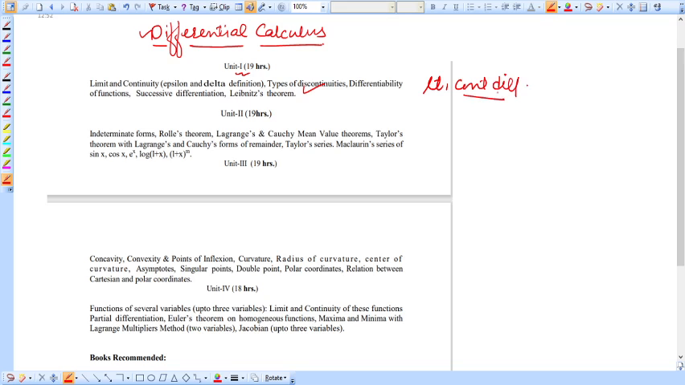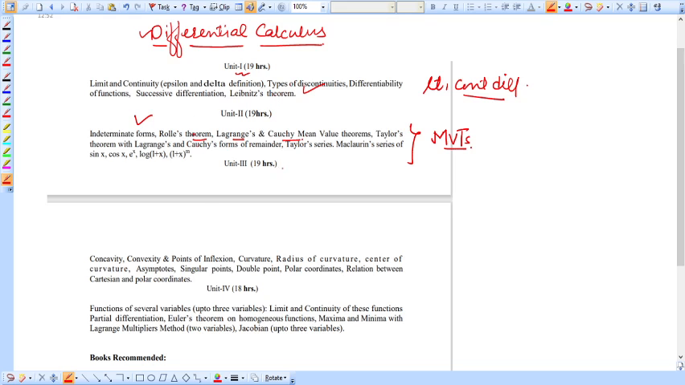And in unit 2 we will be studying mean value theorems, and indeterminate forms, right? And Rolle's mean value theorem, Lagrange mean value theorem, Cauchy mean value theorem. All these sort of things will be done in unit 2.